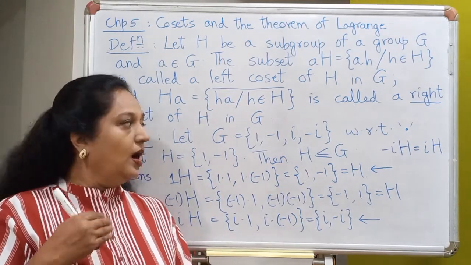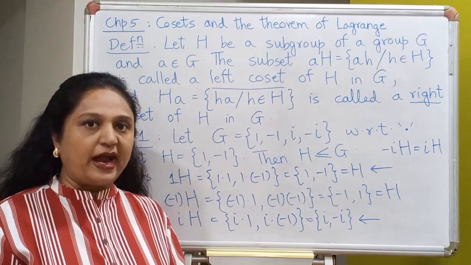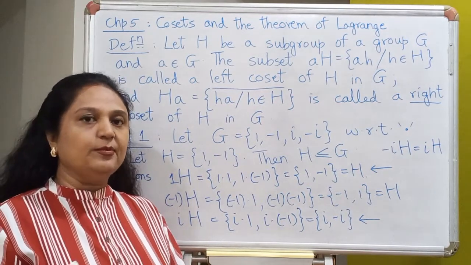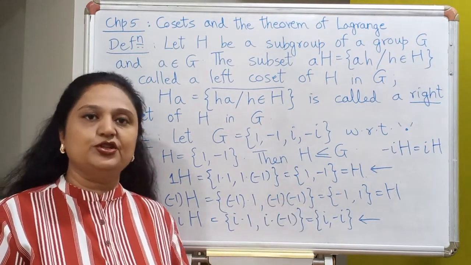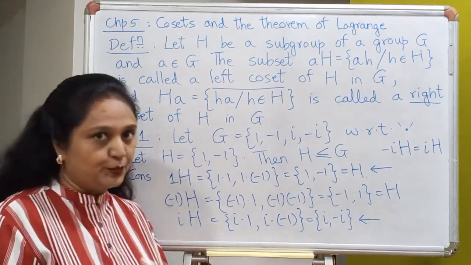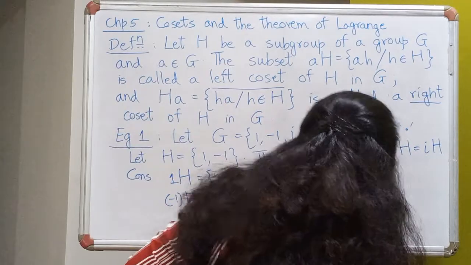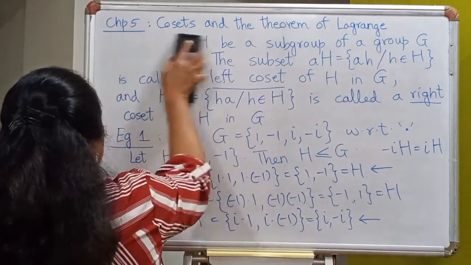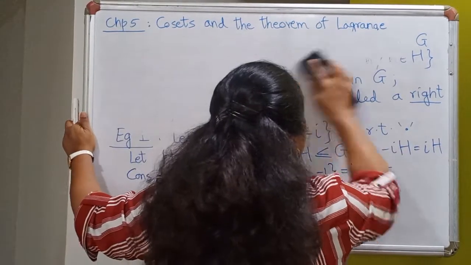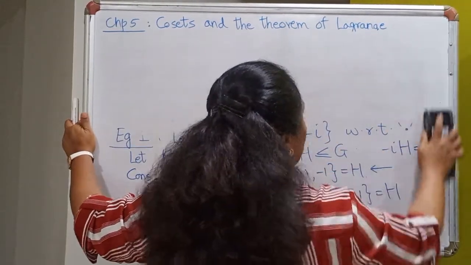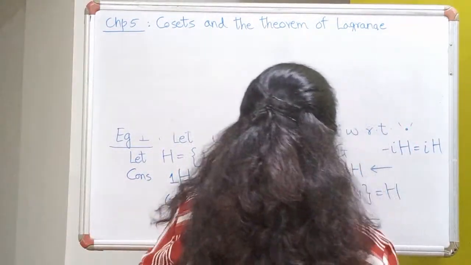I'm emphasizing this fact a little more because once we do one more example, then I will give you the definition of index of a subgroup. So that is what I have in mind. So let's look at one more example. Let's also look at one example where we wish to find right cosets.